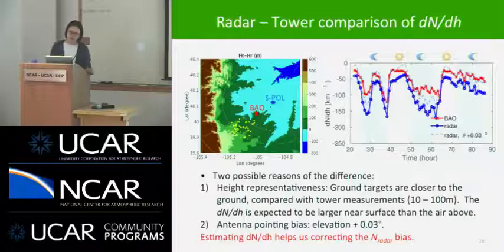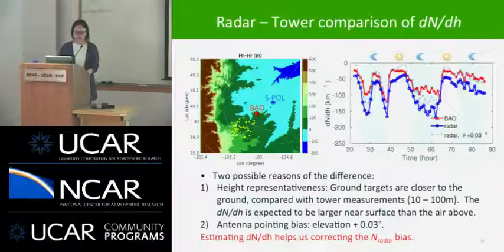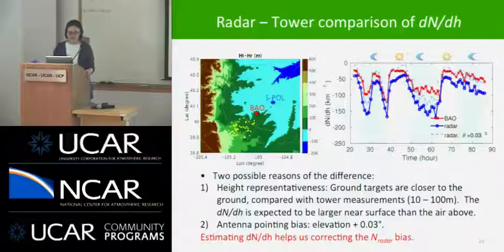The second reason is probably caused by elevation pointing biases. If we correct the antenna elevation by 0.3 degrees, then we can shift it a little bit and it will match better in the daytime. Therefore, estimating the DNDH will help us correct the reflectivity biases.